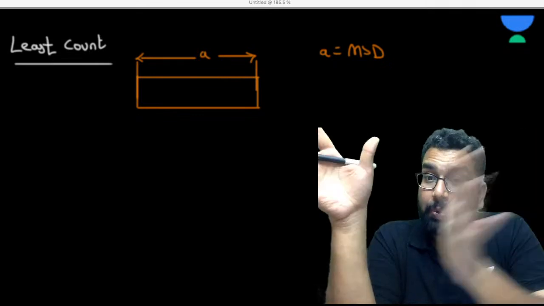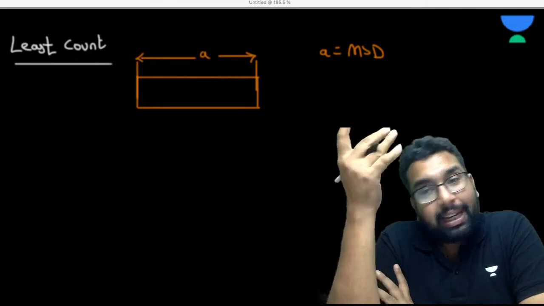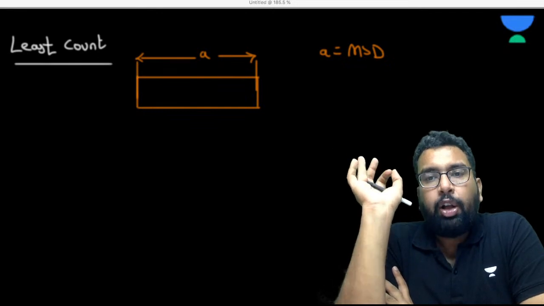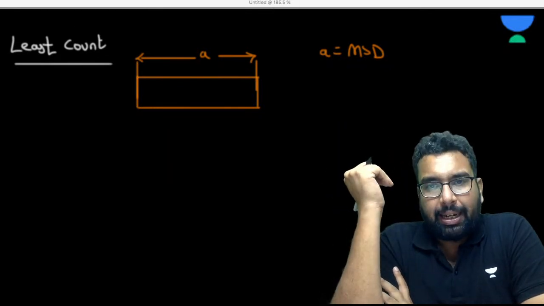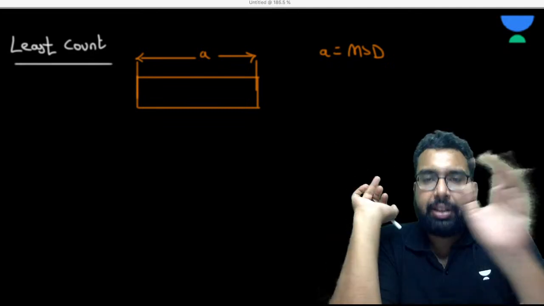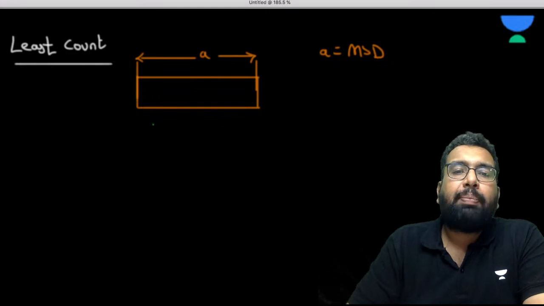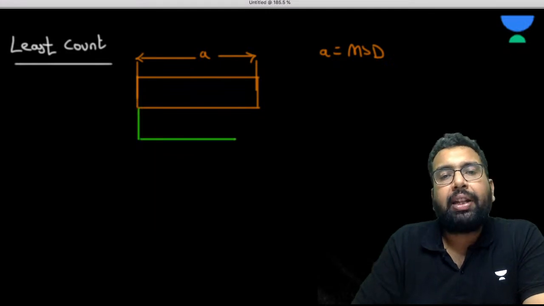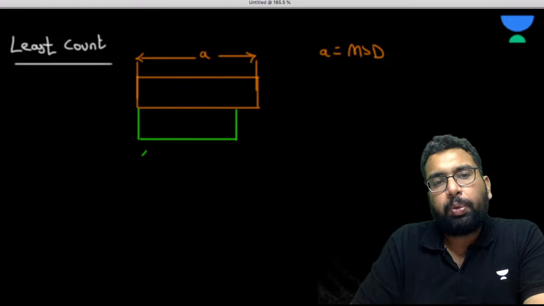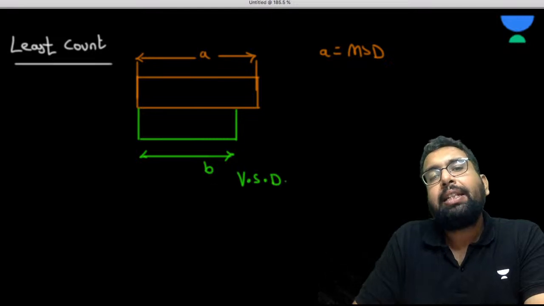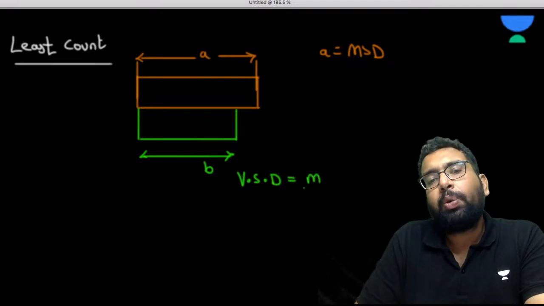Now we are moving towards the main content. Okay, so A can be anything. Let's suppose A is the main scale division, or one division of main scale. MSD is main scale division. And let's suppose that beneath it we have a Vernier scale division. Let's suppose B is the Vernier scale division.